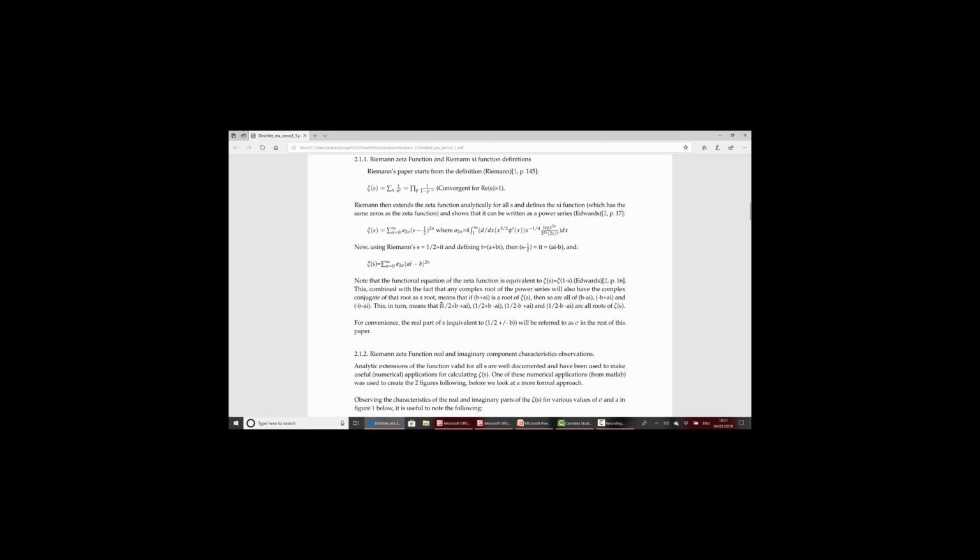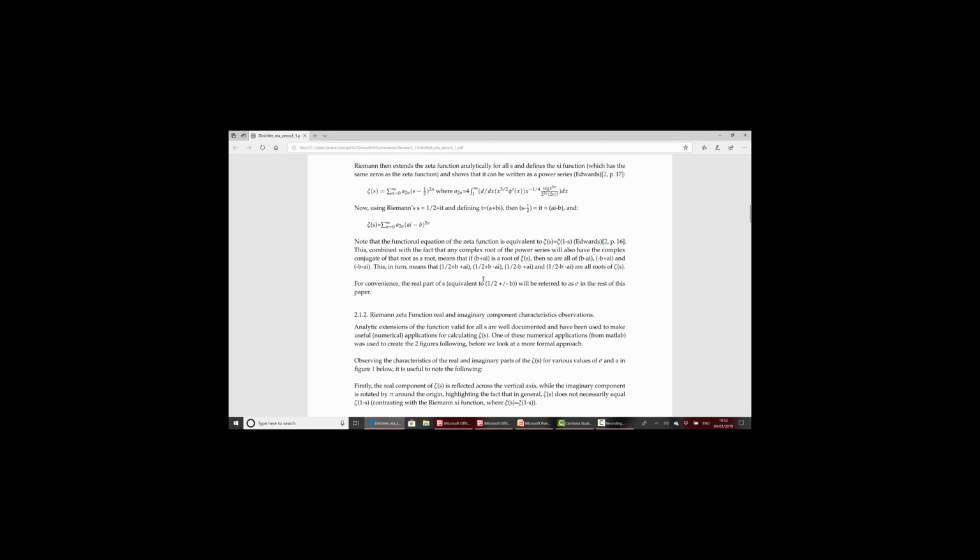Looking at that in a little more detail, using s equals a half plus it and defining t equals a plus bi, that means that s minus a half equals it equals ai minus b, and you end up with this power function. The implication of this is that if a half plus b plus ai is a root of the function, then so is a half plus b minus ai, but also so is a half minus b plus ai and a half minus b minus ai, all roots of Z of s and therefore all roots of zeta of s.